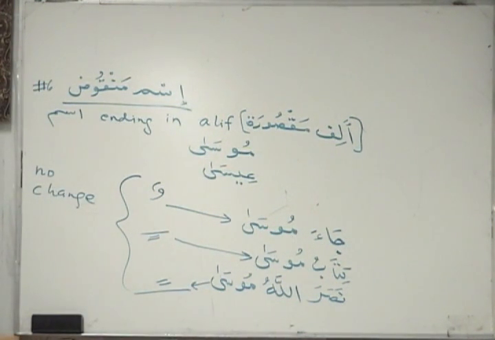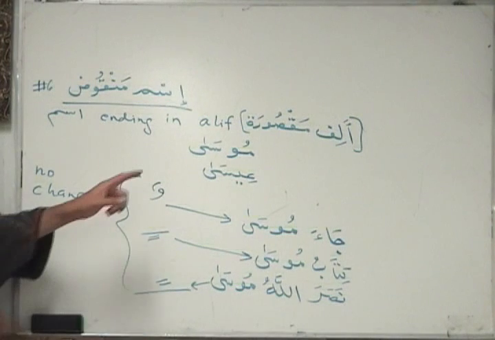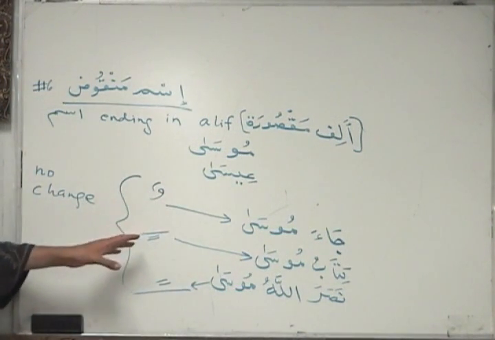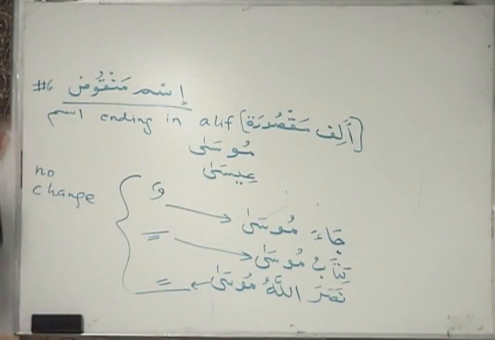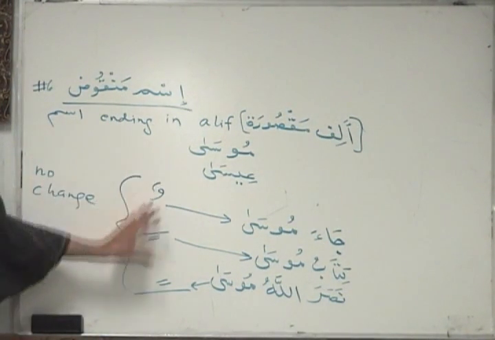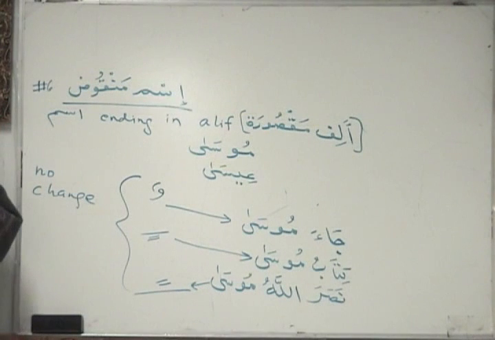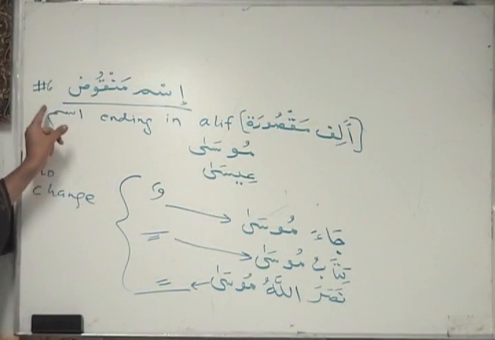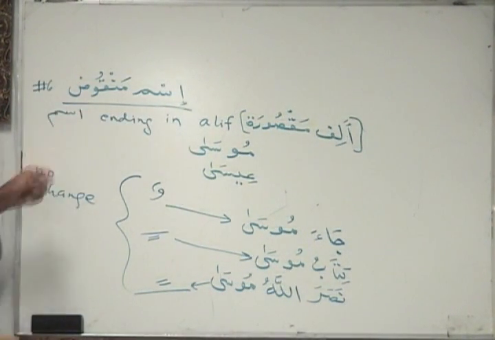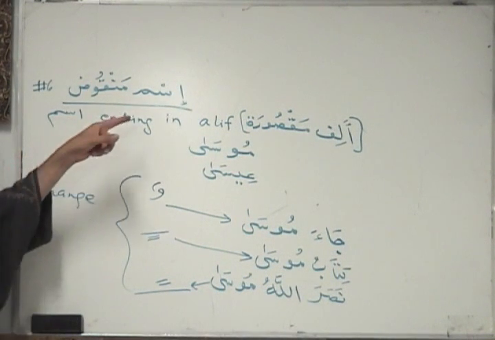Yet, amazingly enough, it's not considered mabni. They still call it mu'rab, and what they say in Arabic is this change occurs from this to this to this. It's understood to occur, even though in reality it doesn't occur. You don't see the change. It's still Musa and Isa in all of these situations, but it is understood to occur. And it has a special category called ism manqus, an ism that ends in alif maqsura.